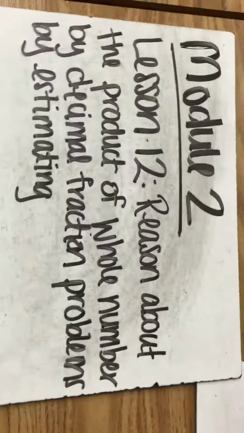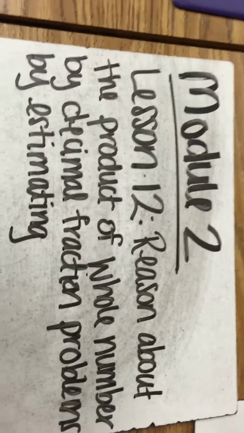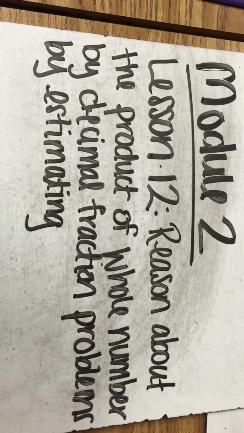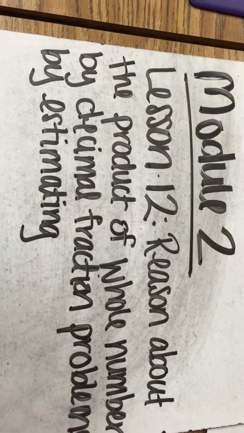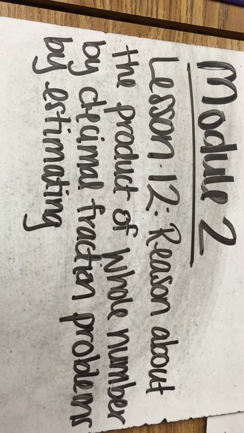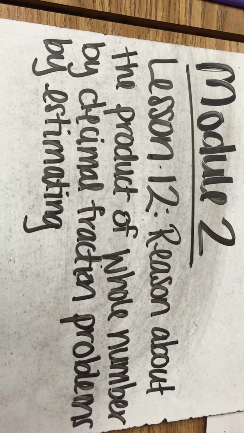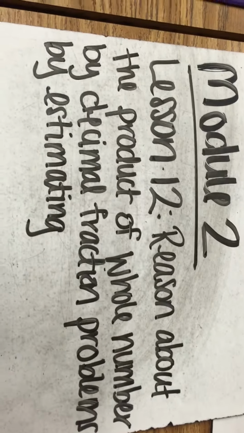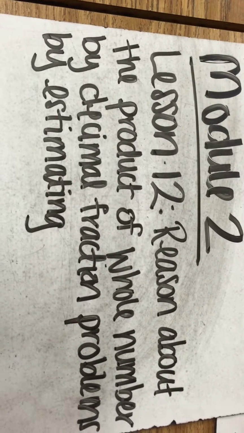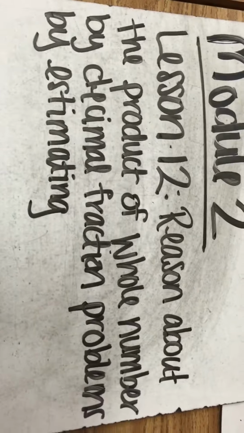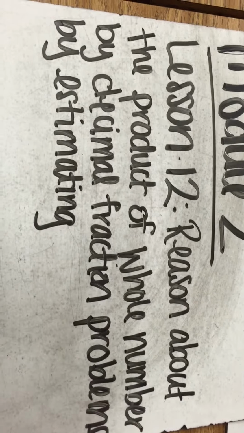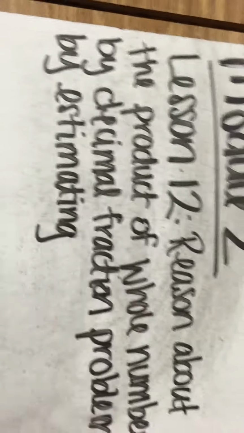Today we are continuing work on Module 2 in the 5th grade curriculum. Lesson 12 talks about reasoning about the product of whole number by decimal fraction problems by estimating. And so this goes back to that basic skill of rounding the factors to find the estimated product. Except this time when we round the factors, we're rounding from decimal values, which is the exact same strategy as before when we rounded with whole numbers. We are just rounding with parts of numbers now.